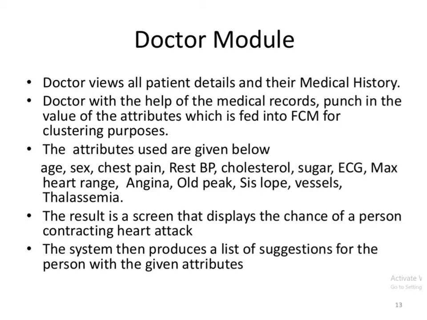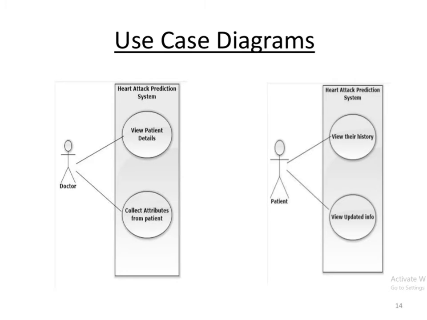Doctor module. The doctor views all the patient details and their medical history. With the help of the medical record, the doctor punches in the values of attributes, which are fed into the FCM for clustering purposes. The attributes used are: age, sex, chest pain, resting BP, cholesterol, sugar, ECG, max heart rate, old peak, slope, results, thalassemia. The result is a screen that displays the chance of the person contracting a heart attack. The system then produces a list of suggestions for the person with the given use case diagram.